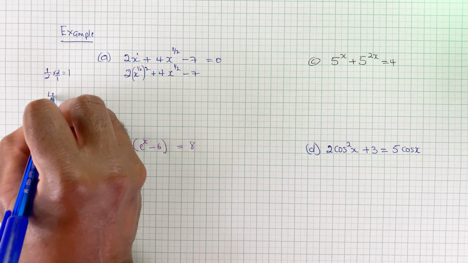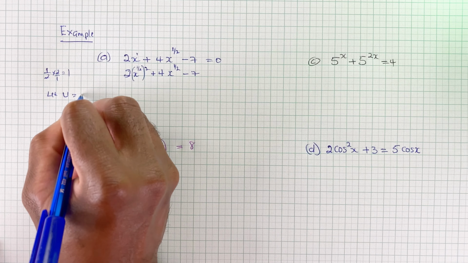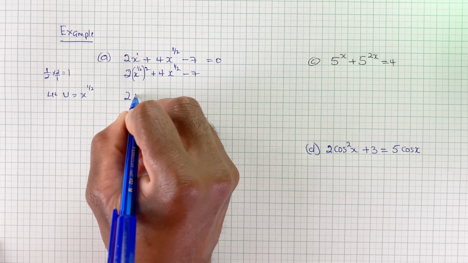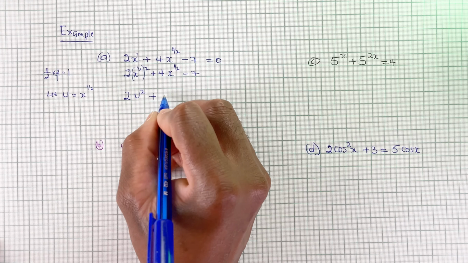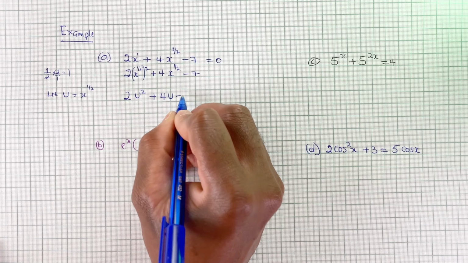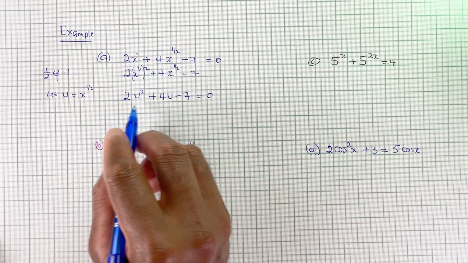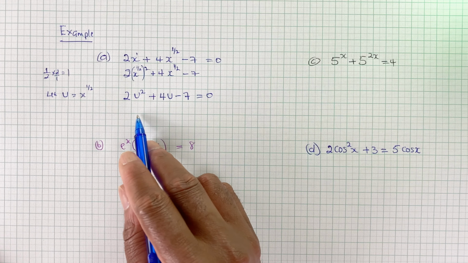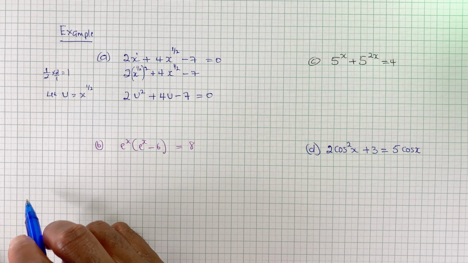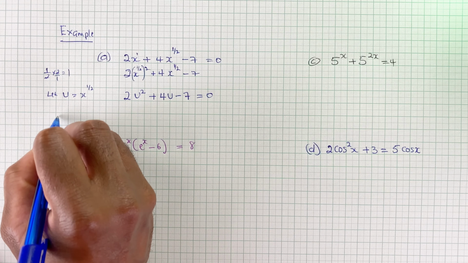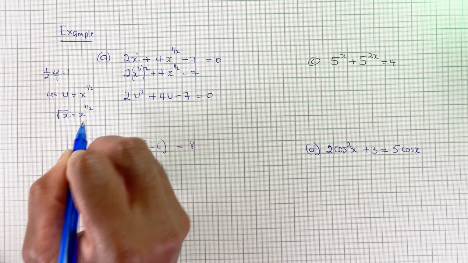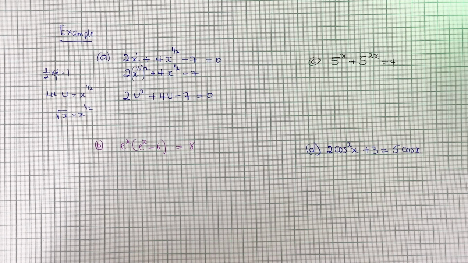So if I let u equals x to the power a half, I can then have 2u squared plus 4u minus 7 equal to 0. So that's a quadratic equation that we recognize. That's what we're trying to do. And when we find u, we can then replace with x to the power half. Don't forget, x to the power half is basically root of x. That's from indices, right? So that's one way of doing that one.